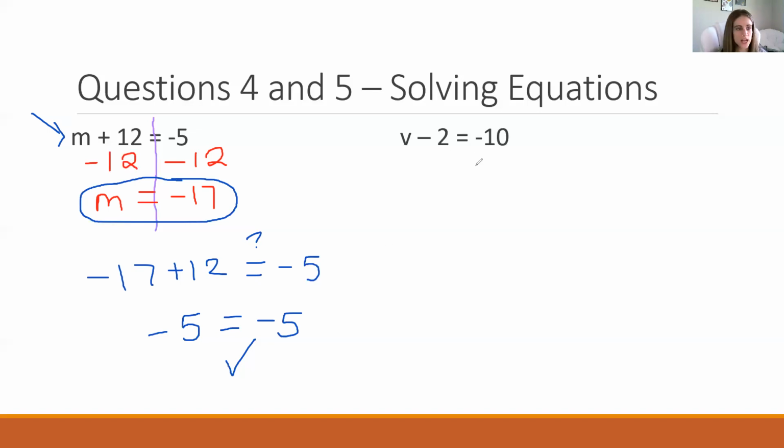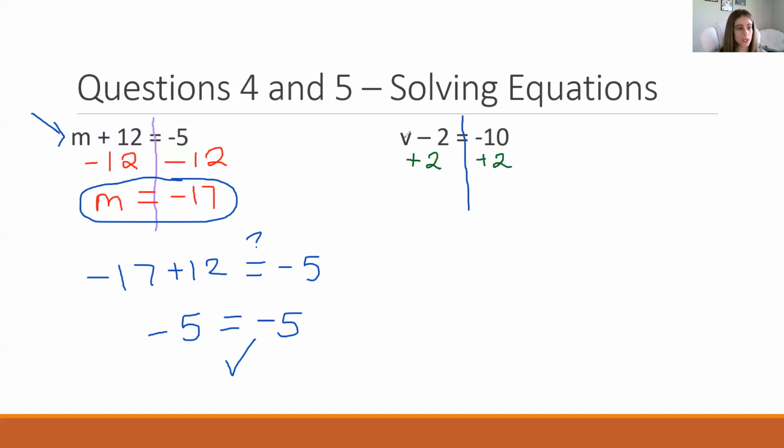All right, let's try this one out over here. V minus 2 equals -10. Same thing, draw that line to help you visually separate it. Our focus is on the V. We want to get the V by itself. Therefore, we have V minus 2. What would be the inverse? What would be the opposite of subtracting 2? Adding 2. We get that to the other side by doing the inverse, by doing the opposite. We are going to add 2 to both sides of the equation.